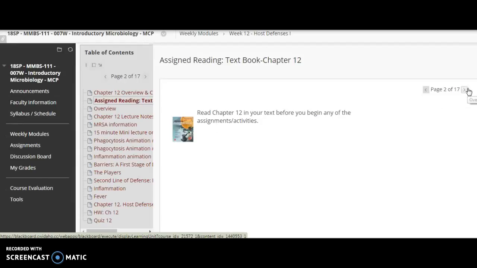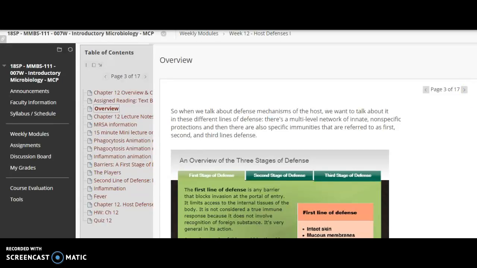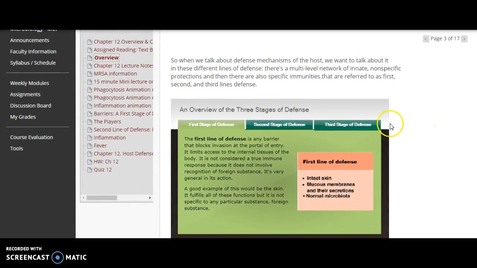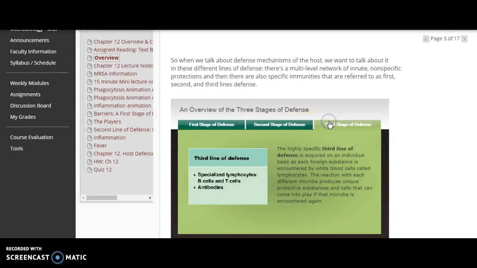All right, what you have between here and those graded assignments, in Chapter 12, hopefully you are reading those chapters before you begin working through the material. And then here you have an animation where you can look at first stage, second stage, and third stage. And it really gives you the big picture of what's going on here.